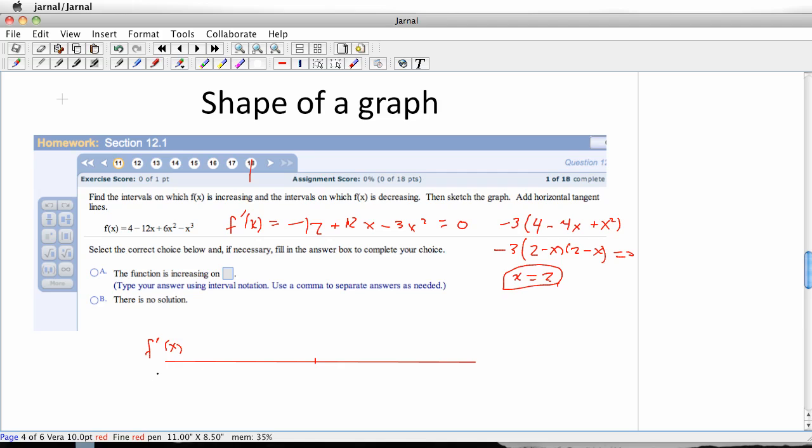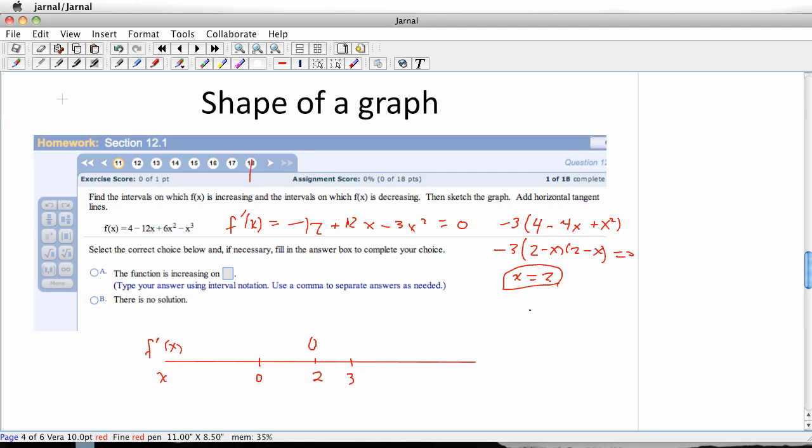So down here, I'll write my x values. At x equals 2, I have a critical value, and that's the only one. So I know that f prime at 2 is 0. Now I'm going to sample on each side of 2. I'll use 0, because that's an easy number to use, and I'll use 3 to keep it small. But I get to pick any values I want on either side of the critical values.